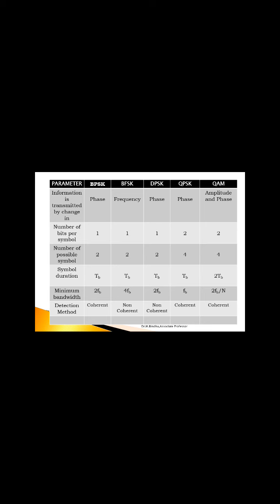Whereas the other bit duration is TB. Bandwidth is 2FB, 4FB, 2FB, FB. So automatically you can find that the minimum bandwidth is taken by the QPSK system. And for the type of detection method, QPSK and QAM use only coherent detection, which is a very good receiver technology that can finely tune into the received signal. Thank you.